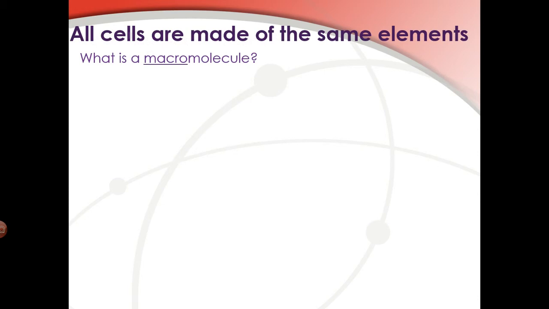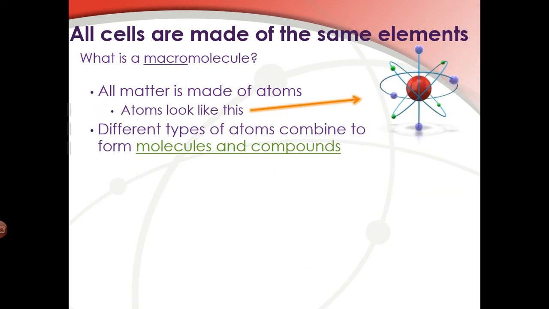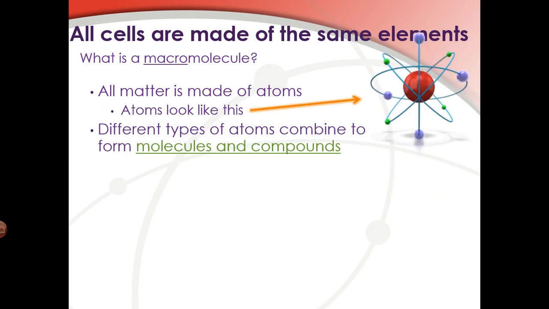All cells are made of the same elements. What's a macromolecule? If you're following along in your book, find the red or blue title that matches this. All matter is made of atoms. Atoms, we know, kind of look like this.